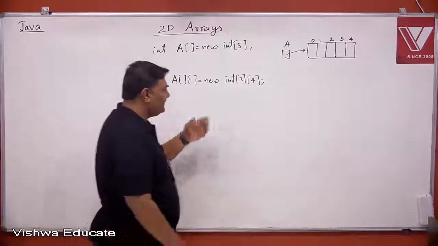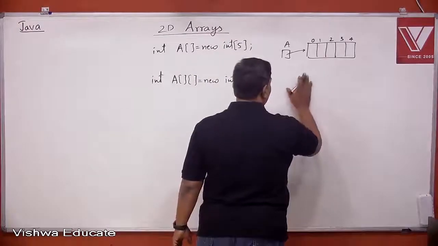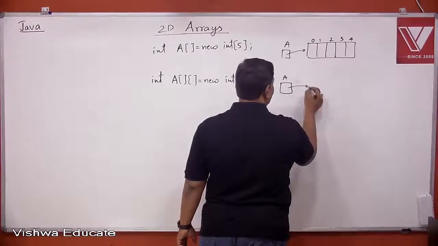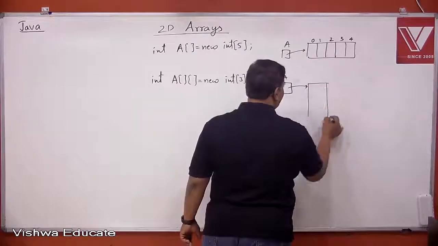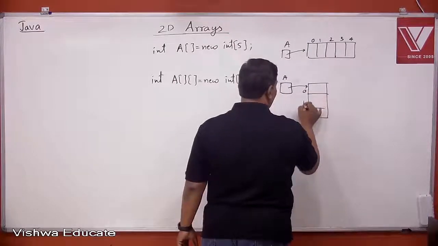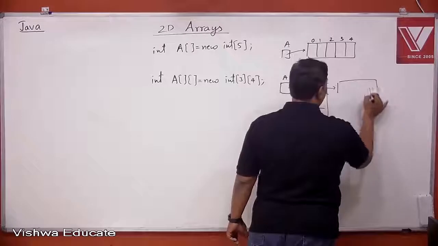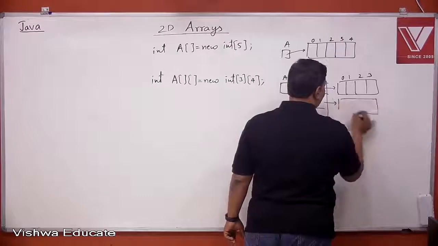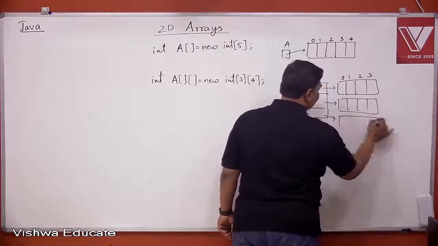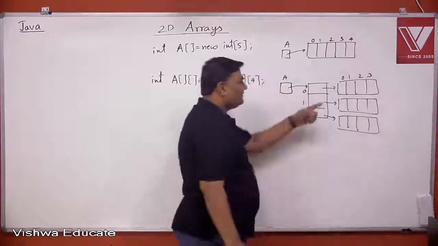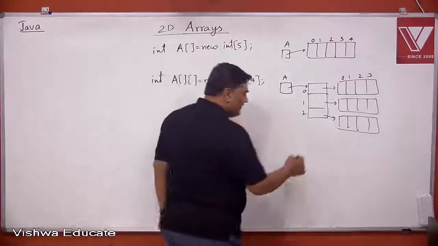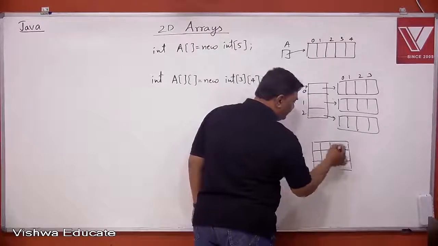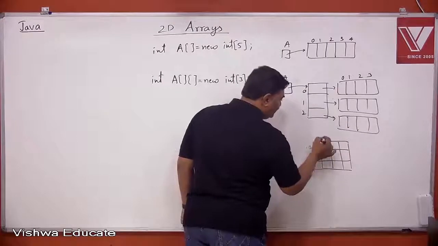So how does this array look? This is an array with 3 rows, 0, 1, 2, and 4 columns, 0, 1, 2, 3. This is how a two-dimensional array looks, but we visualize it like this: 3 rows, 4 columns, 0, 1, 2, and 0, 1, 2, 3.